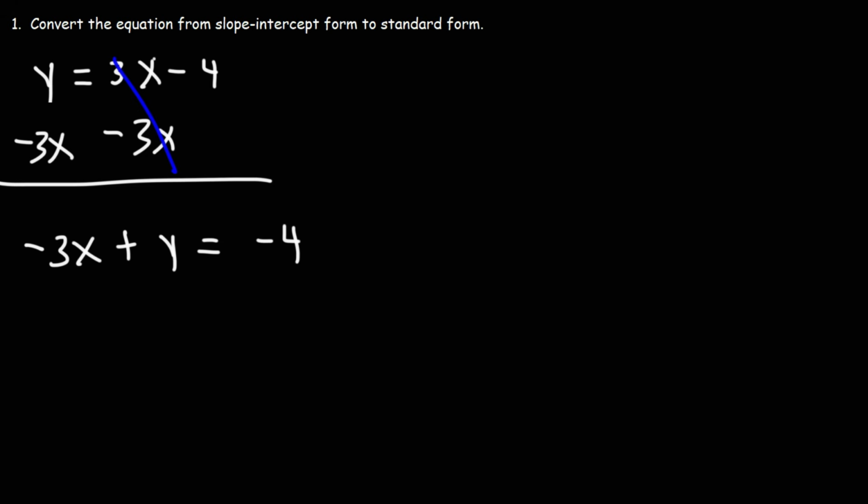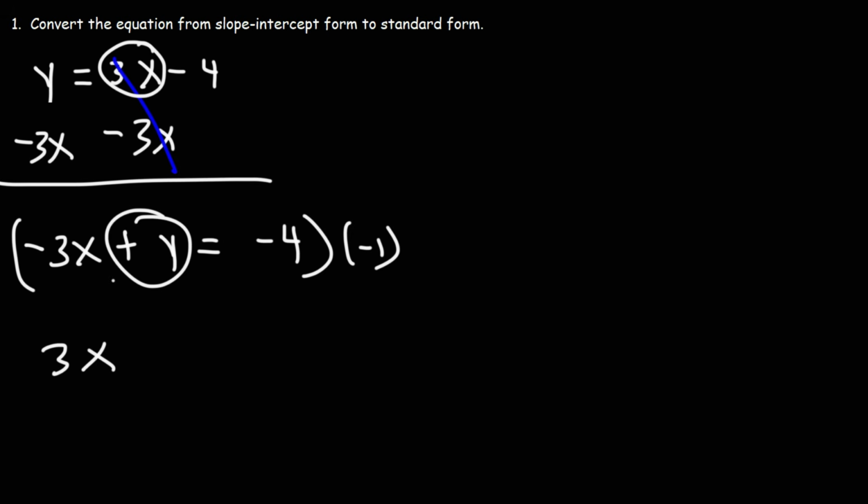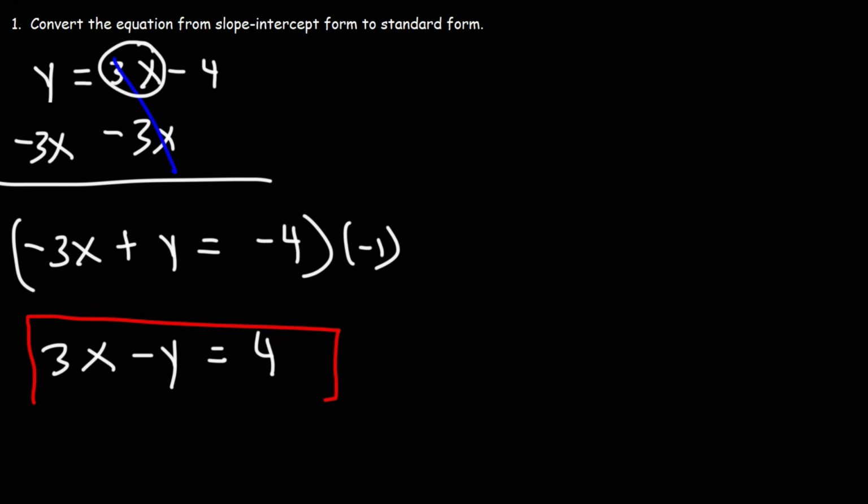Anytime you want to move something from right to left or left to right, simply change the sign. Here, it's positive 3x on the right side, but when you move it to the left side, it becomes negative 3x. Now I'm going to multiply everything by negative 1. Negative 3x will become positive 3x, positive y will become negative y, and negative 4 will become positive 4. So I'm going to leave the answer in this form. It's in ax plus by equals c format. So that's how you can convert from slope-intercept form to standard form.